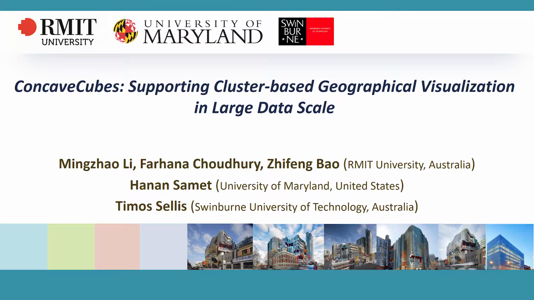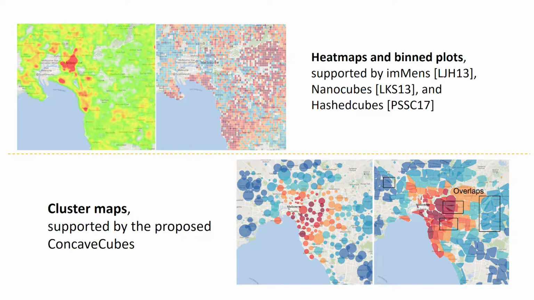In this paper, we study the problem of supporting effective and scalable visualization for the rapidly increasing urban data. Different from existing methods, such as nanocubes and hash cubes, which mainly support heat maps and bin plots, our proposed ConcaveCubes supports cluster maps on large-scale geographic multidimensional data.